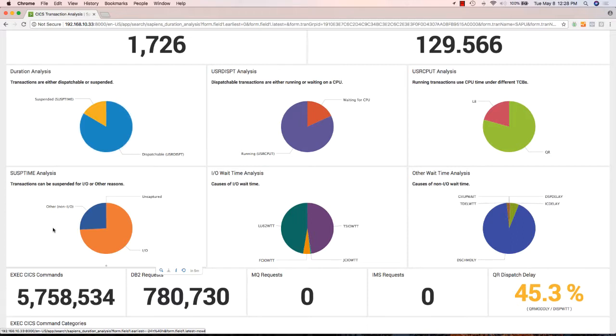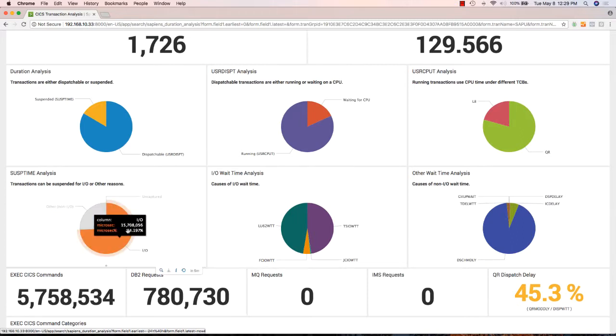Because you can generally be suspended for two broad reasons. The first is obvious, and that's input and output. And in this case, it was 74%. But there are also other, non-IO reasons, and that was 25% of that time. Then we can break down each of those.